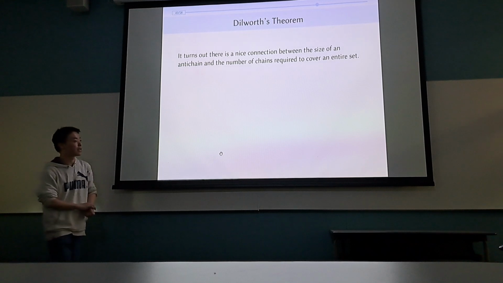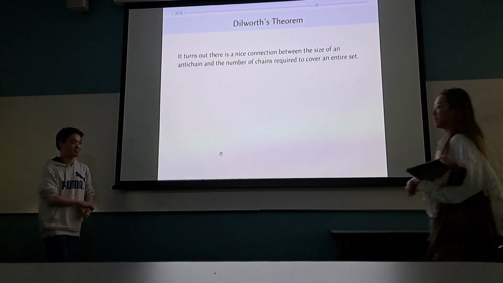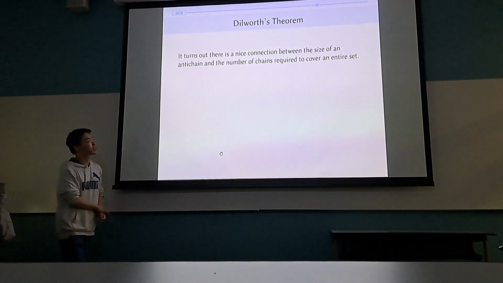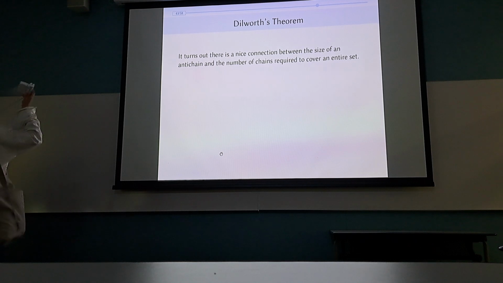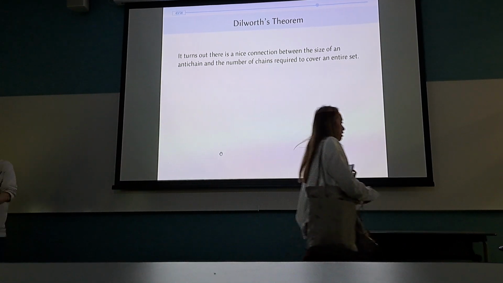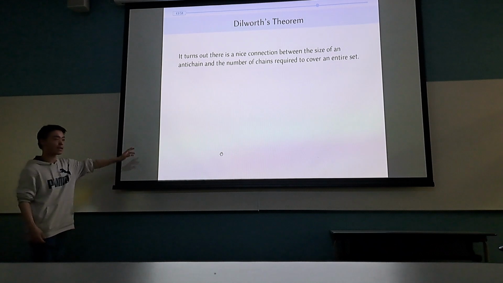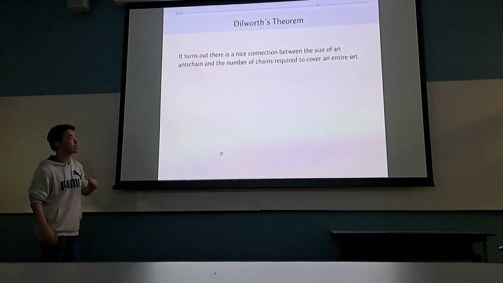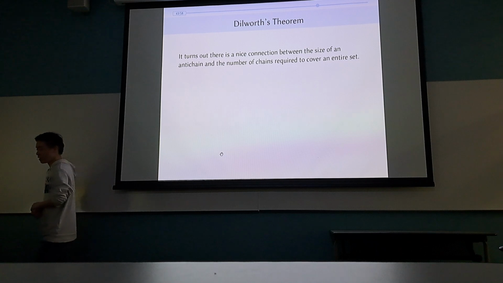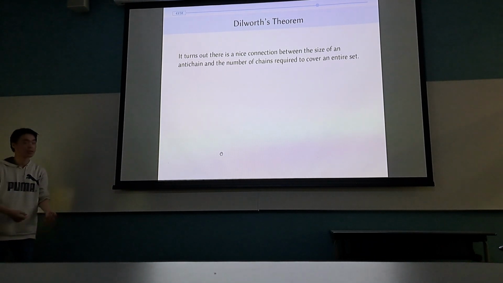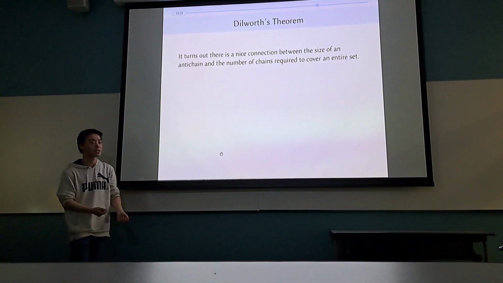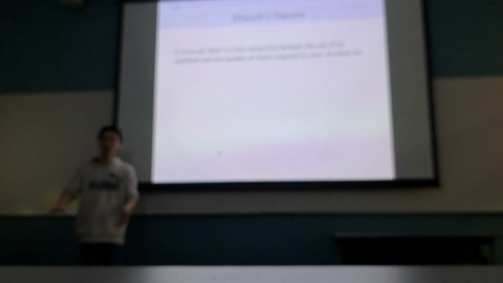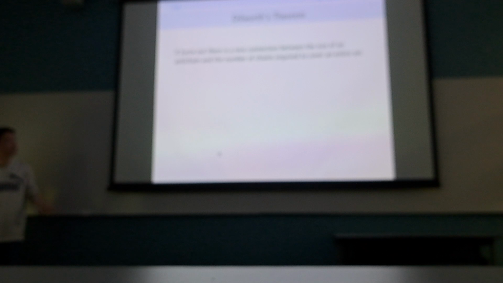So it turns out that there is actually a nice connection between chains and antichains. In particular, the largest size of an antichain corresponds to the smallest number of chains required to completely cover your partially ordered set. And we will see why that's true.